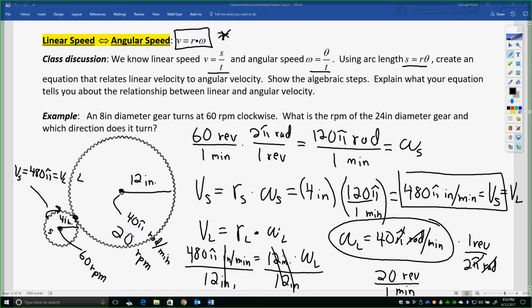Okay, pause the video and try the student problem. Looking at this problem, we see that there are two different angular velocities and two different linear speeds. In some cases, they could be the same. In this case, the linear velocities are the same, but the angular velocities are different, because the bigger gear had to work less to spin that number of times.